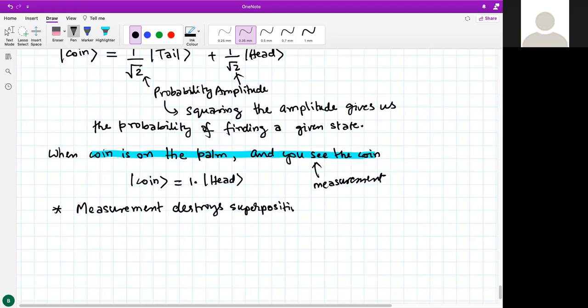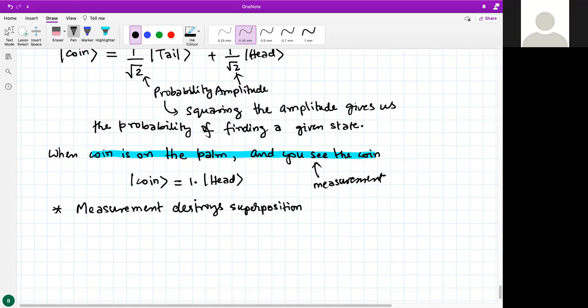Now, these concepts will help you understand some questions. Sir, when it is in the air, it is in the superposition of head and tail. When it is in the palm and we haven't yet seen it, what can we say about it at that time? If it's in the palm and you still have not opened it to see it, then it's still in the superposition.